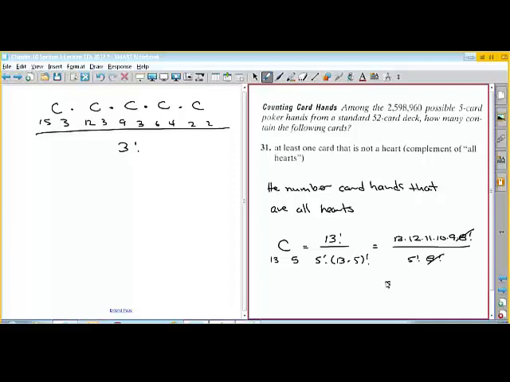Let's do that. 13 times 12 times 11 times 10 times 9, and we divide by 5 and 4 and 3 and 2 and 1. And we come up with 1,287. So there are 1,287 hands that are all hearts.